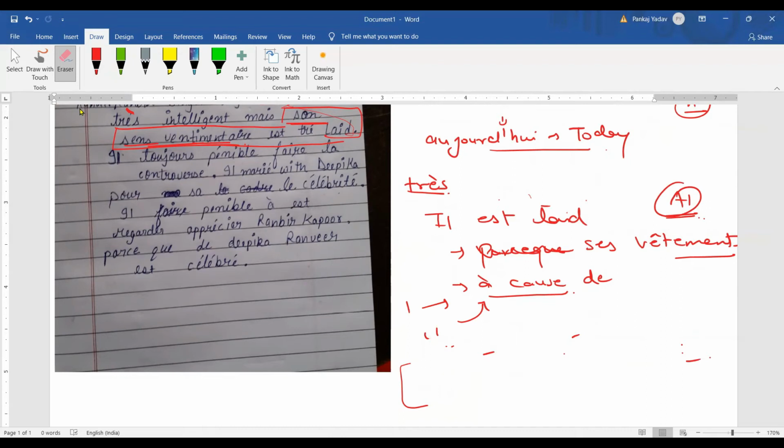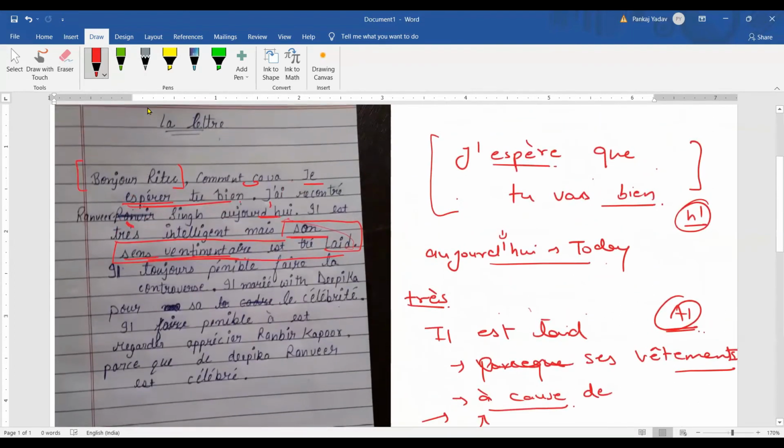Now what we have to do. So il est très laid à cause de ses vêtements. All right. He was looking ugly because of his clothes. All right. Il toujours pénible. Il always. See, there is one mistake. There is no verb. Il est. It should be il est.